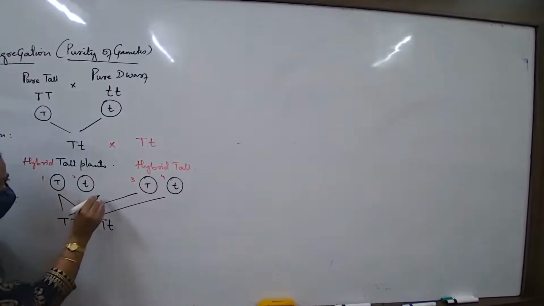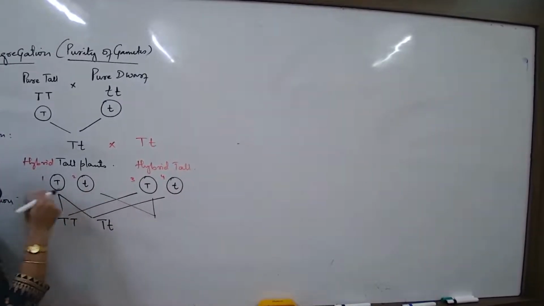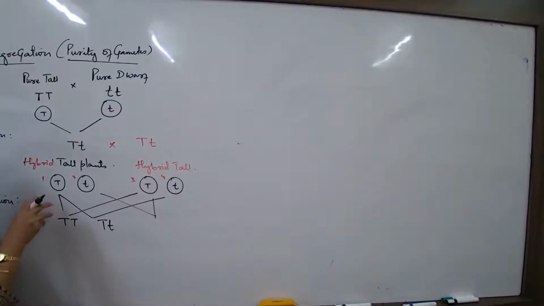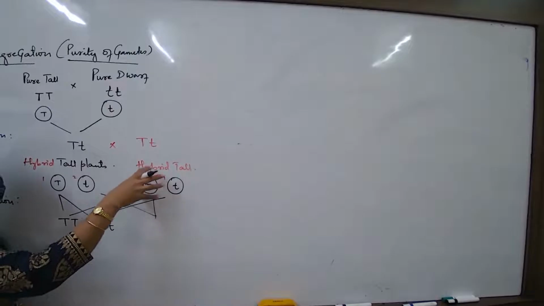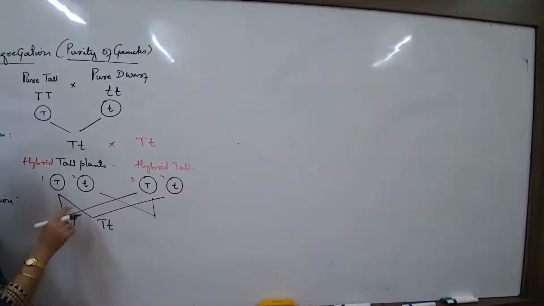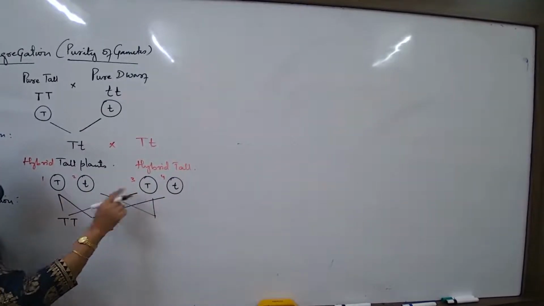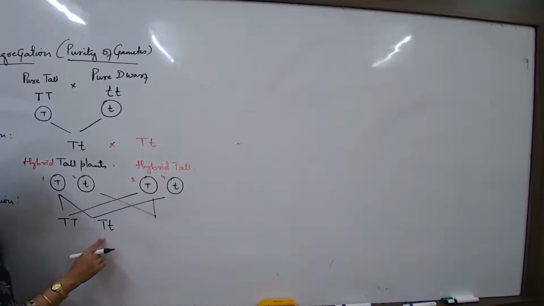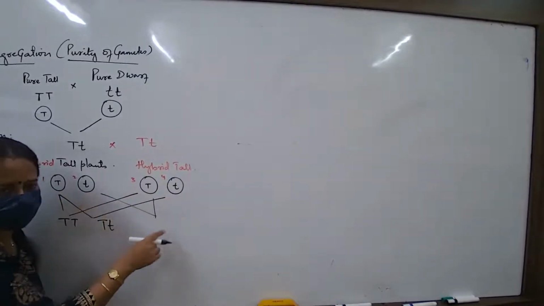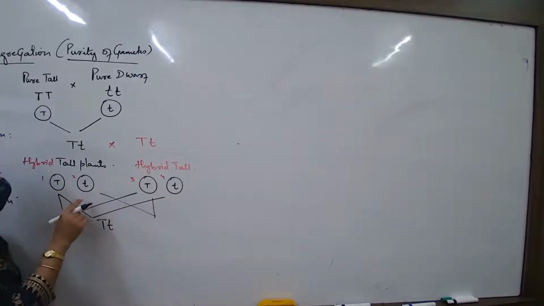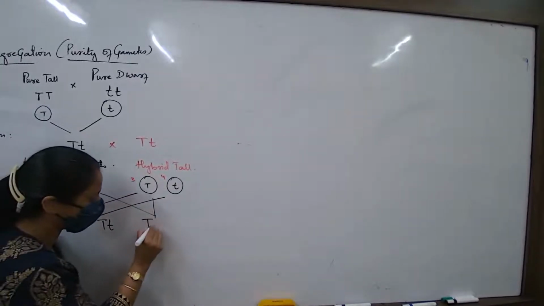Then 2 and 3. Take one gamete of one parent, another gamete of the other parent. That's done, 1 and 3, 1 and 4. Now 2 and 3, 2 and 4. So that's the simple rule. So for 2 and 3, what should I write?